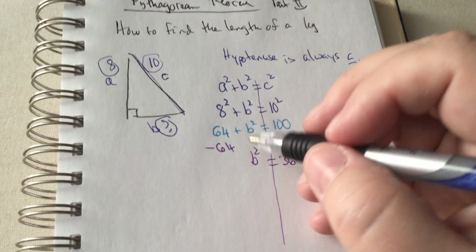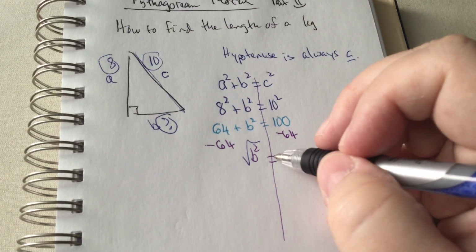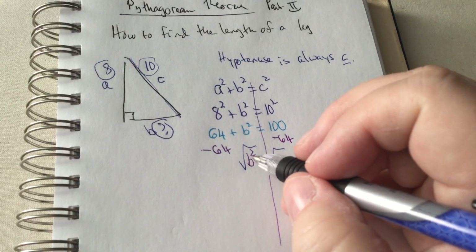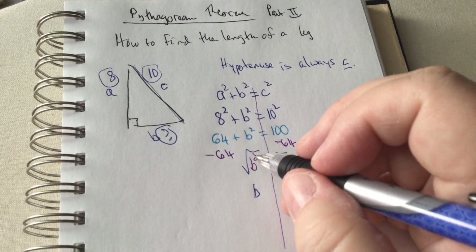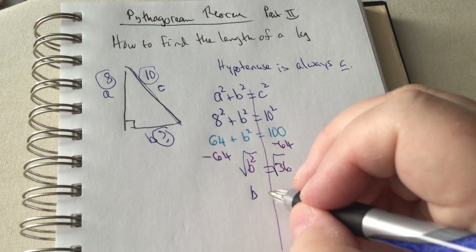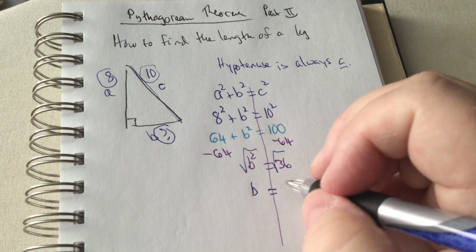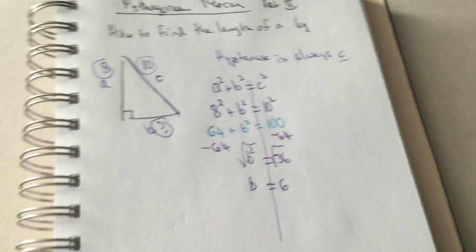And then, because we always have to do operations on both sides, the square root of a letter squared is always just the letter, right? The square root of anything squared is itself. And then the square root of 36 is 6. Yay!